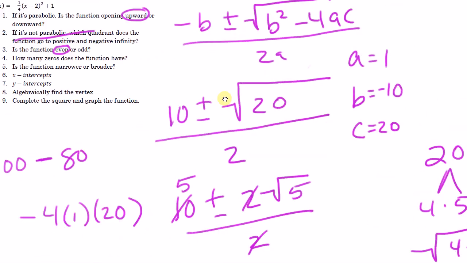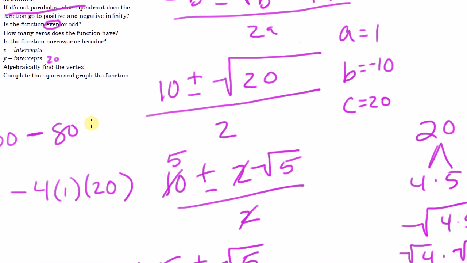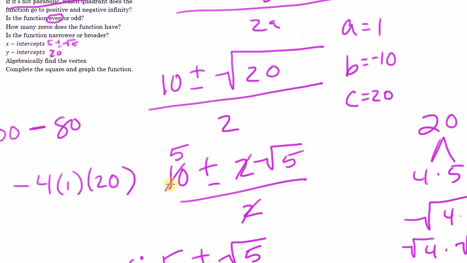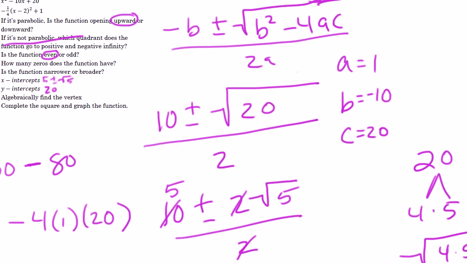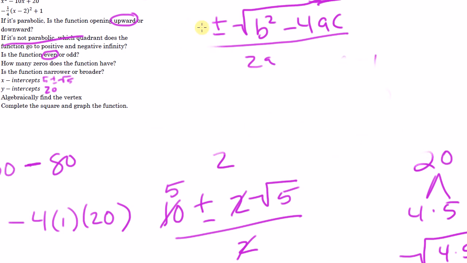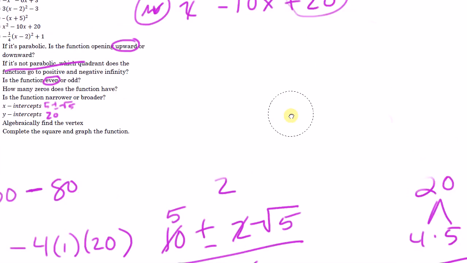Let's see, what else? Y-intercept at 20. And the zeros were 5 plus or minus square root of 5. And then algebraically find the vertex. To algebraically find the vertex, make myself some room here. We're going to complete the square.